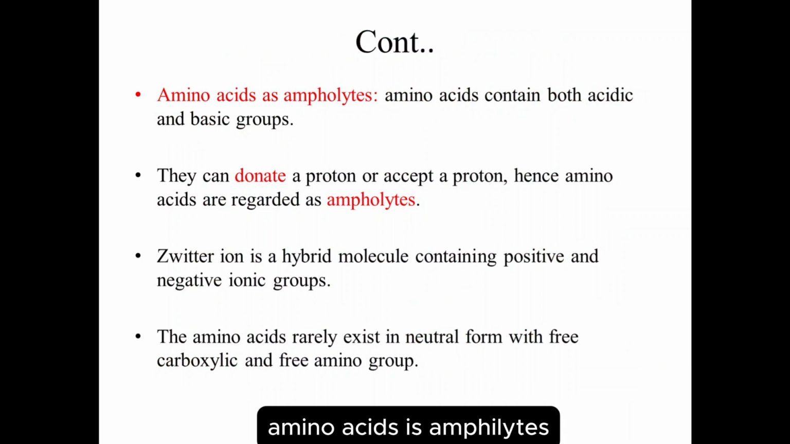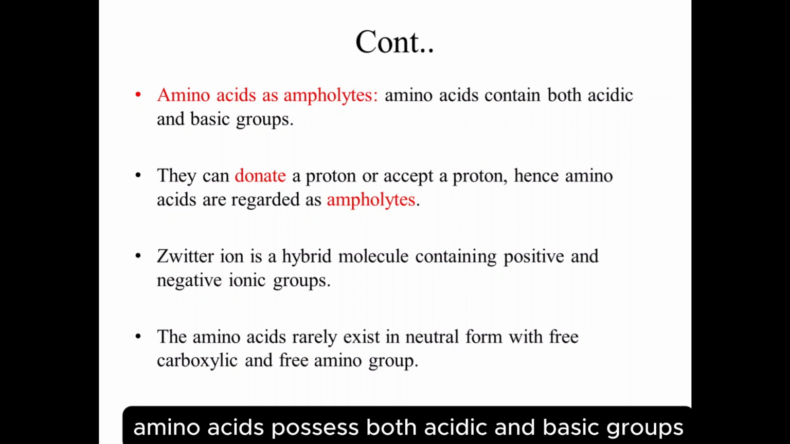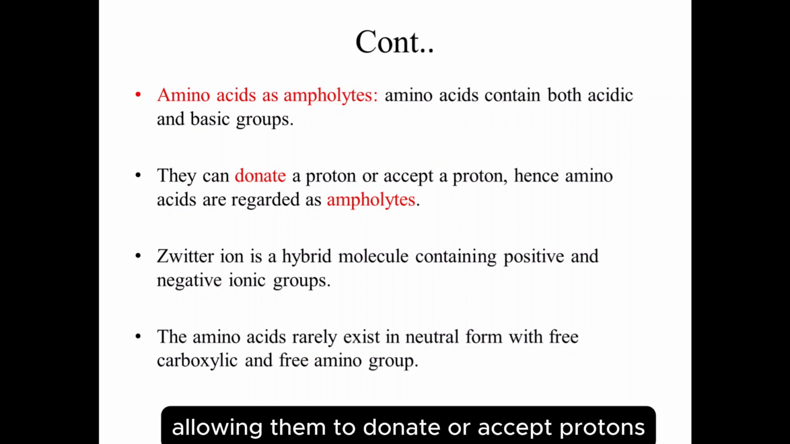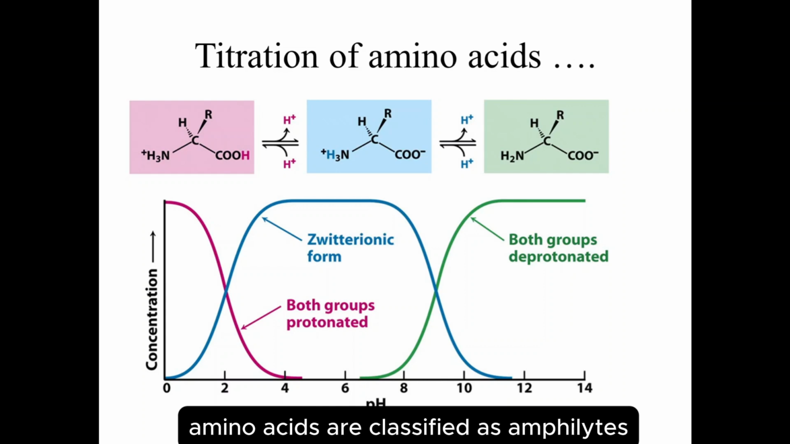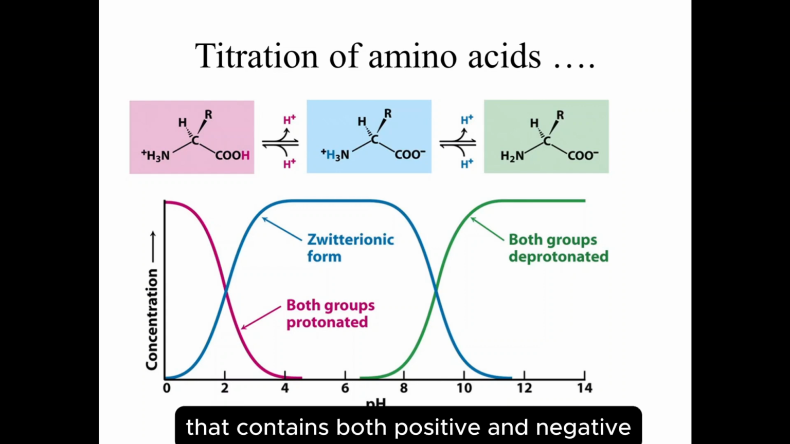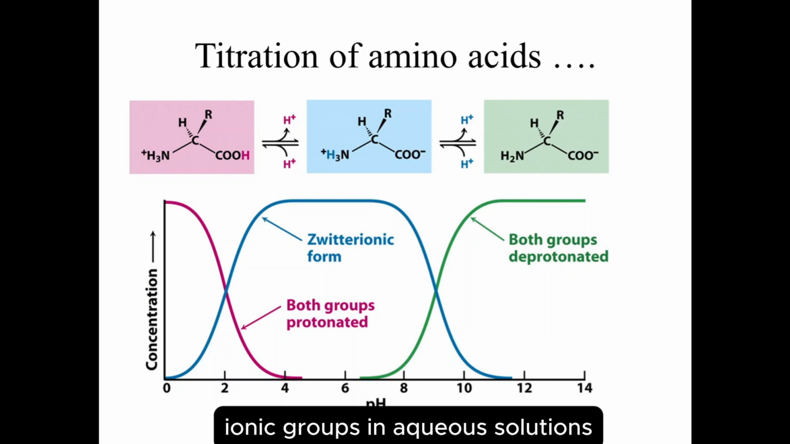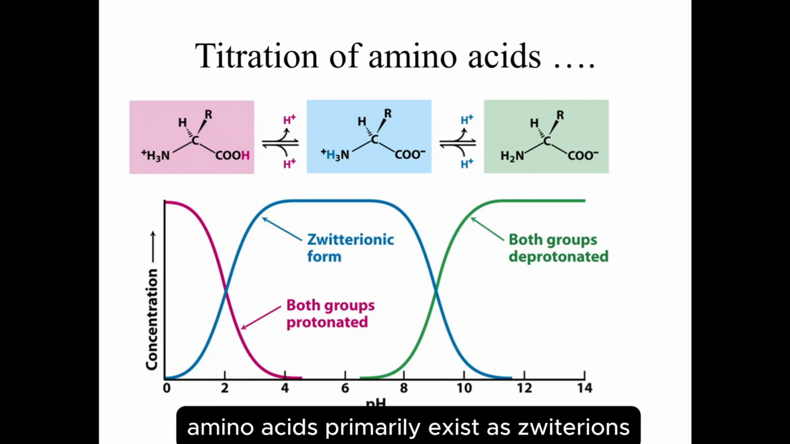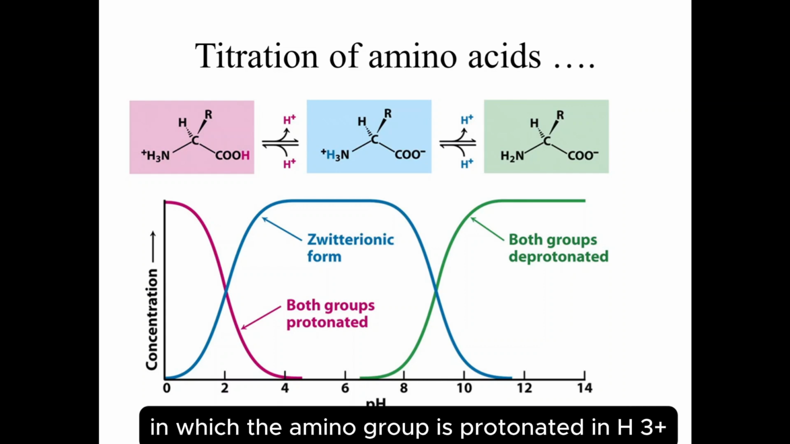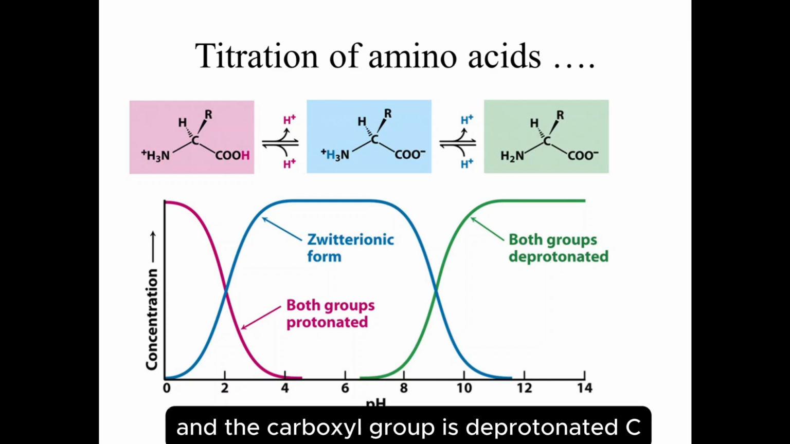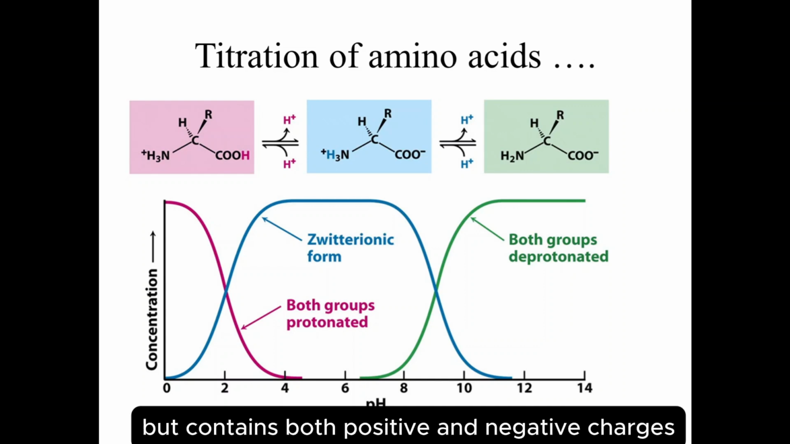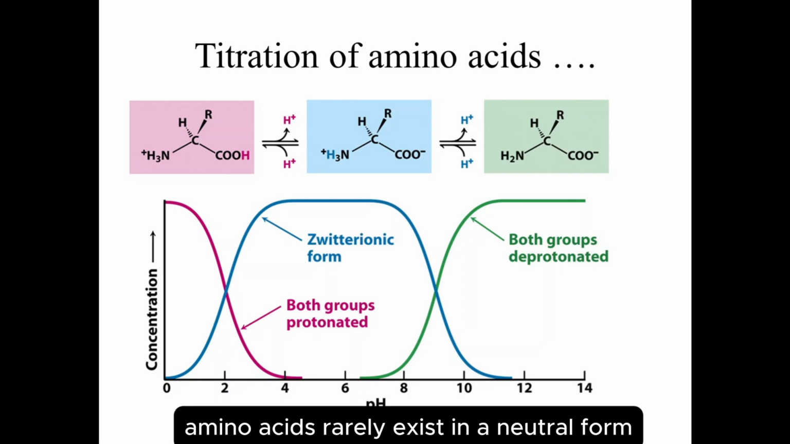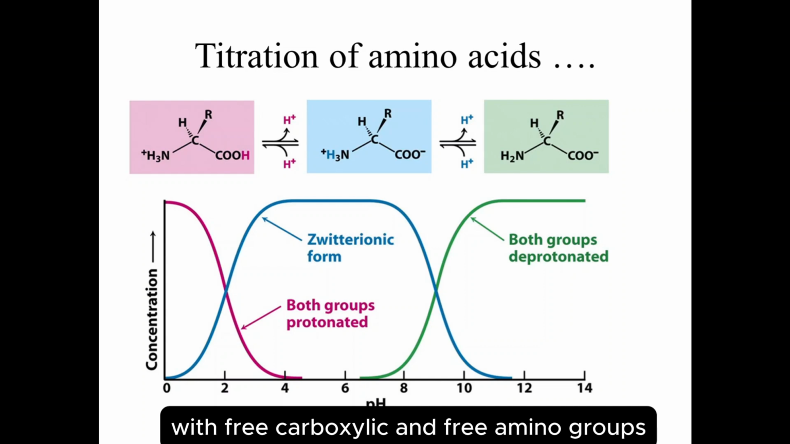Amino acids as ampholytes. Amino acids possess both acidic and basic groups, allowing them to donate or accept protons. Because of this property, amino acids are classified as ampholytes. A zwitterion is a hybrid molecule that contains both positive and negative ionic groups. In aqueous solutions, amino acids primarily exist as zwitterions, in which the amino group is protonated, NH3+, and the carboxyl group is deprotonated, COO-. This form is electrically neutral, but contains both positive and negative charges. Amino acids rarely exist in a neutral form with free carboxylic and free amino groups.